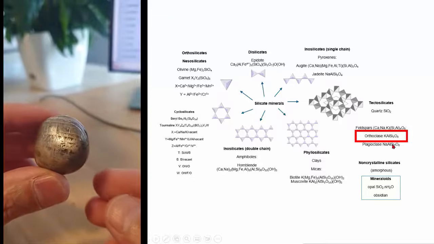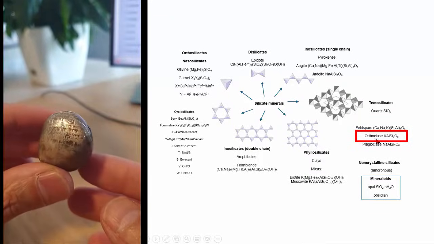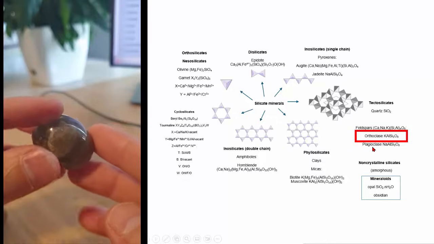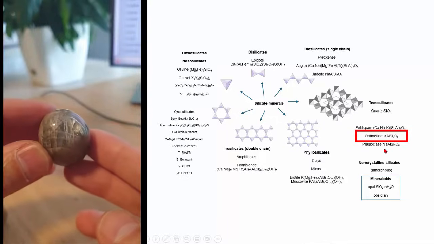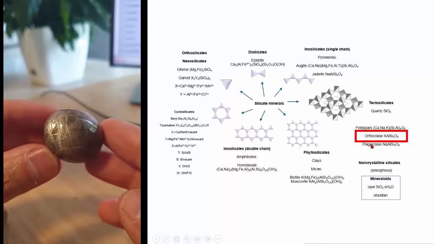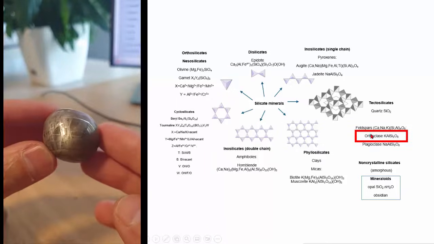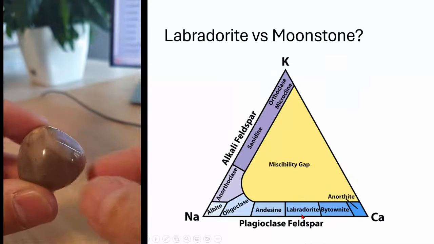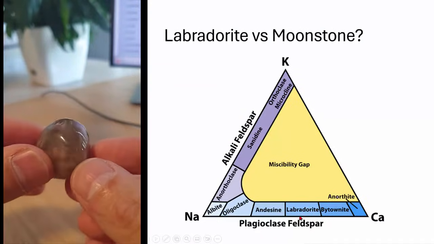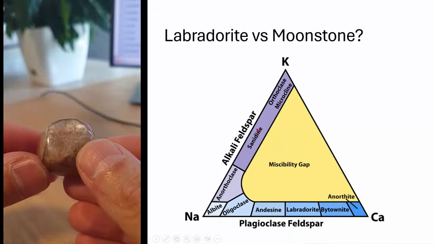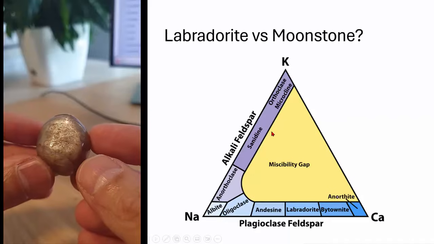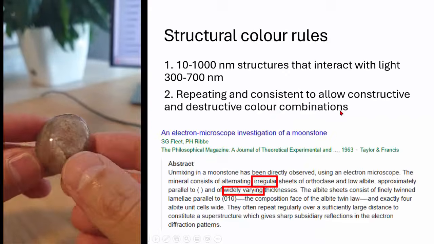So moonstones are orthoclases with potassium and sodium, but not labradorite, which is sodium and calcium plagioclase. So one of them is in here, labradorite, which is many colors, sodium and calcium feldspar, and then the potassium and sodium feldspar is this moonstone here, and it's just white. And why is that? So I was just trying to work that one out.